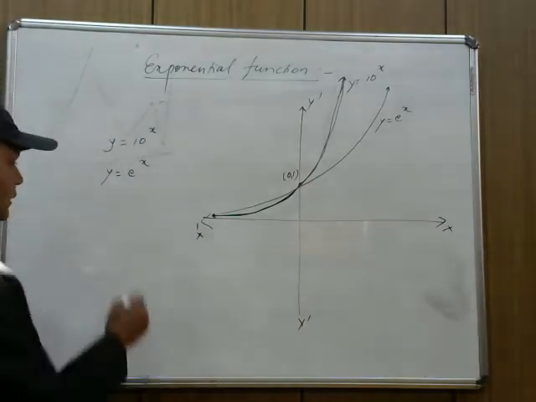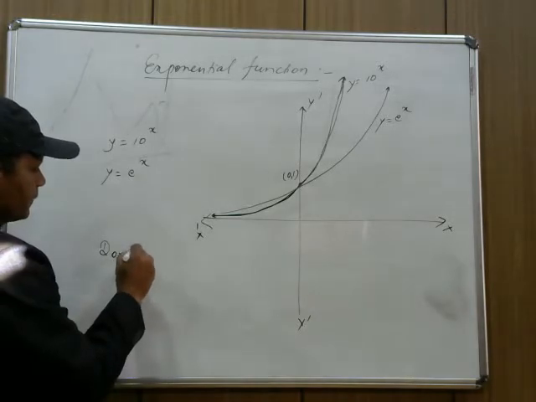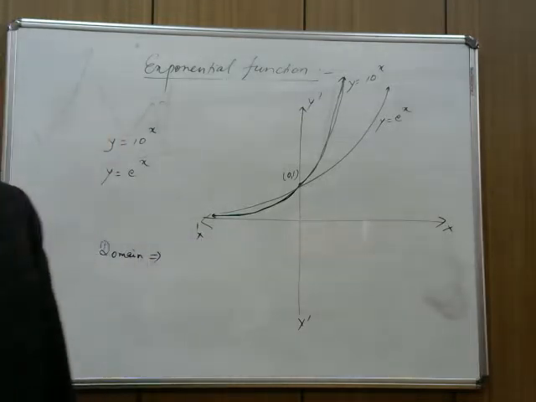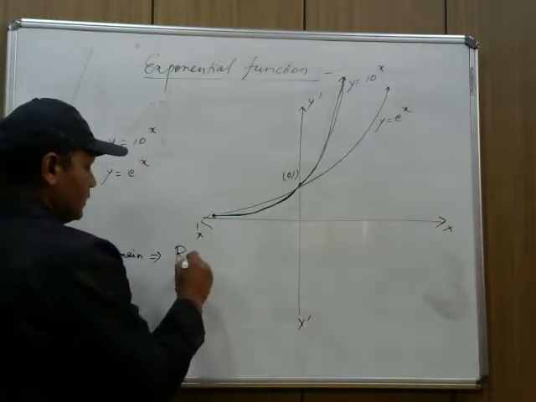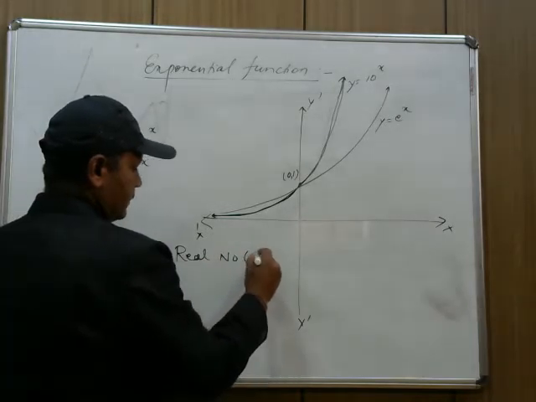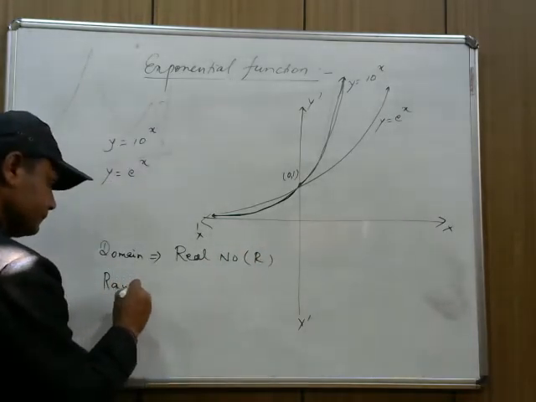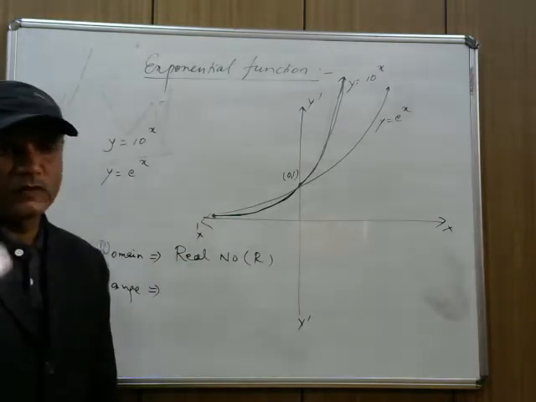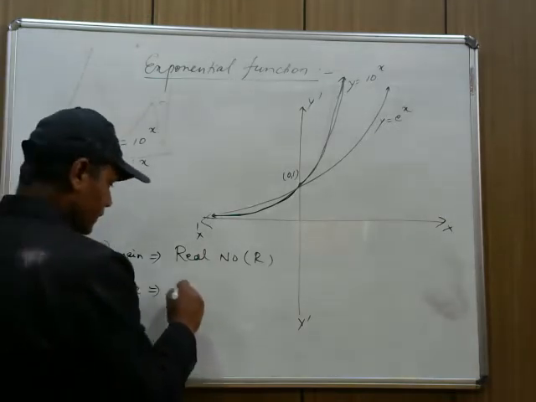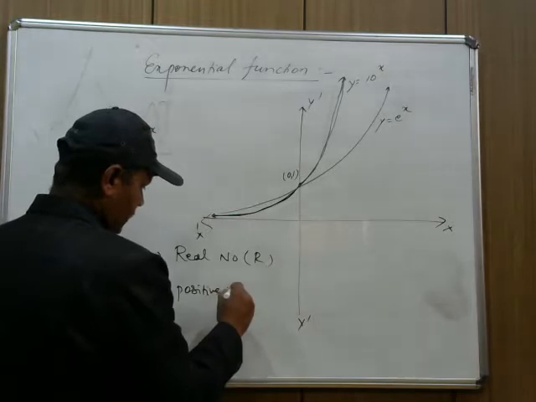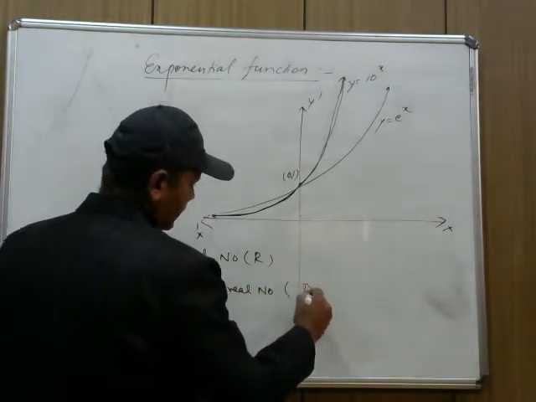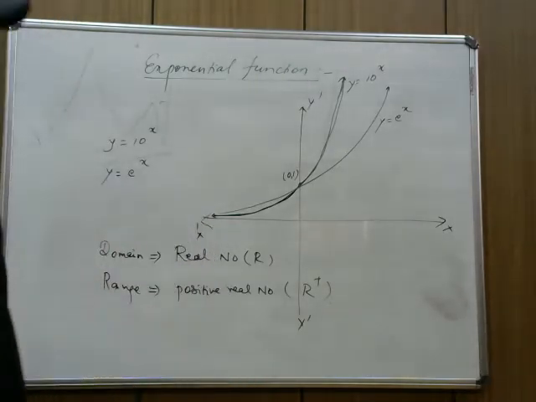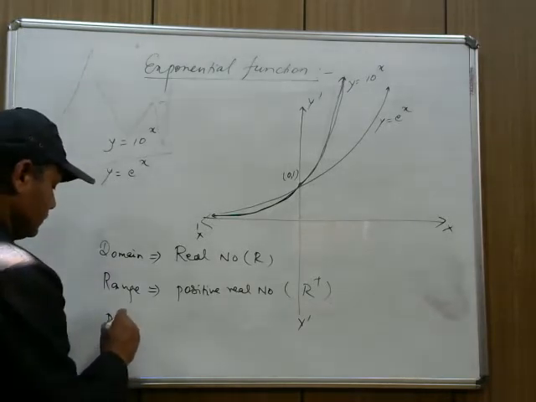Now you can note down something. The domain of this function will be what? What will be the domain? Domain can be any real number. I can take any value of x, any real number R. What will be the range? That is the value of y. Value of y will always be positive. Positive real number, which I can write R plus. Right? And there will be point 0 comma 1.